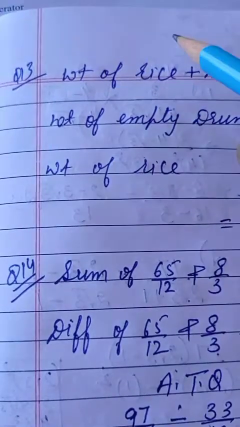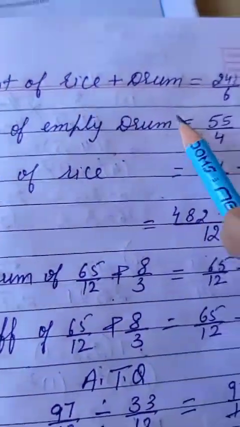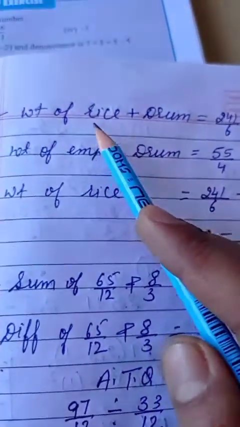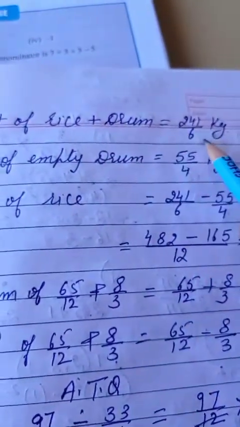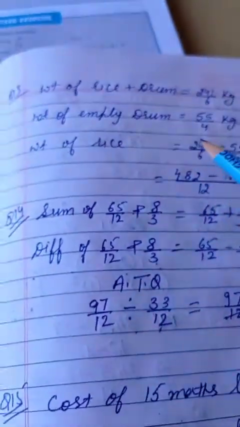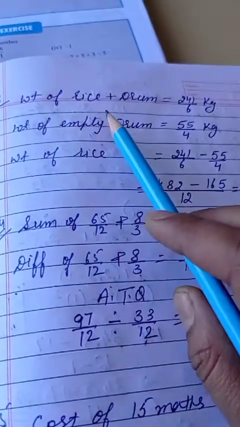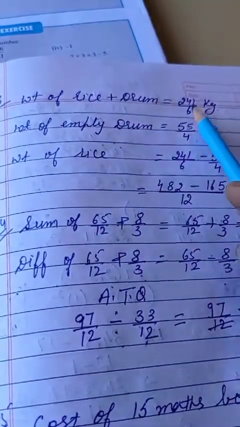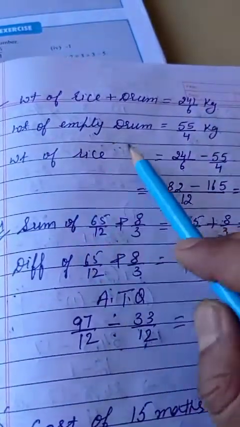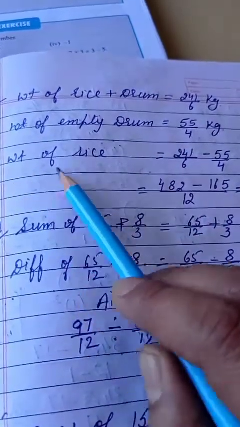Question number 13th. 13th question is a drum full of rice. The weight of rice plus drum is given to you. Then weight of empty drum is also given. That is 55 by 4. See children, weight of rice plus drum is 241 by 6 and weight of empty drum is 55 by 4. What you have to find is the weight of rice.